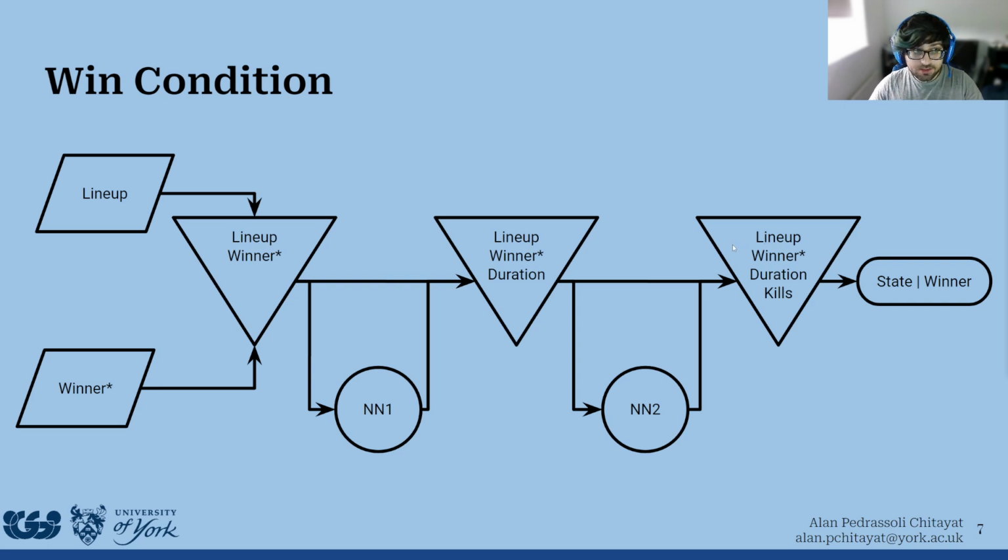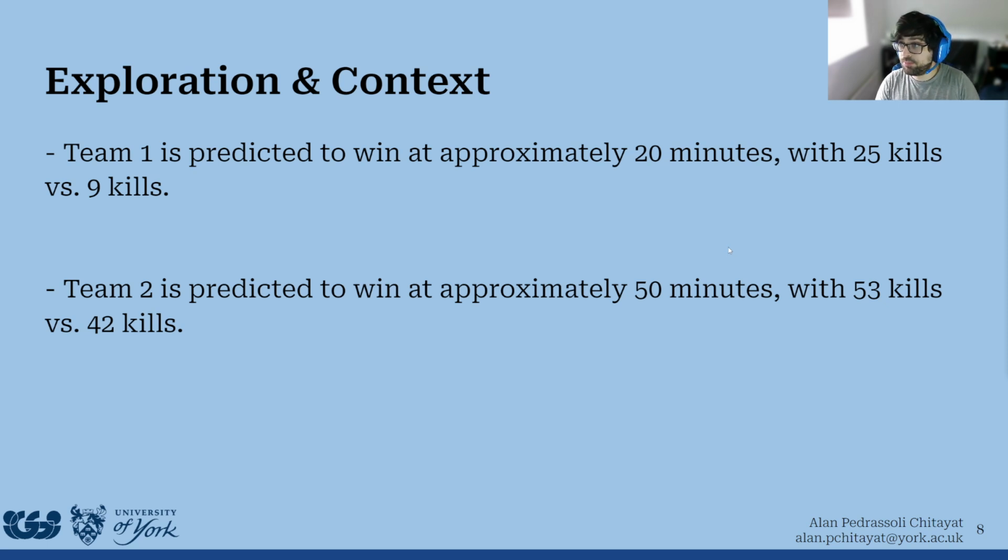And then we can present that to broadcasters, for example. This is an example of a very simple way where we can present it textually. We have two predictions, or two sort of outputs. One for team 1 is predicted to win at approximately 20 minutes with that many kills, and then one completely independent from the first one is team 2 will win at that time with that many kills. This is a simple way.